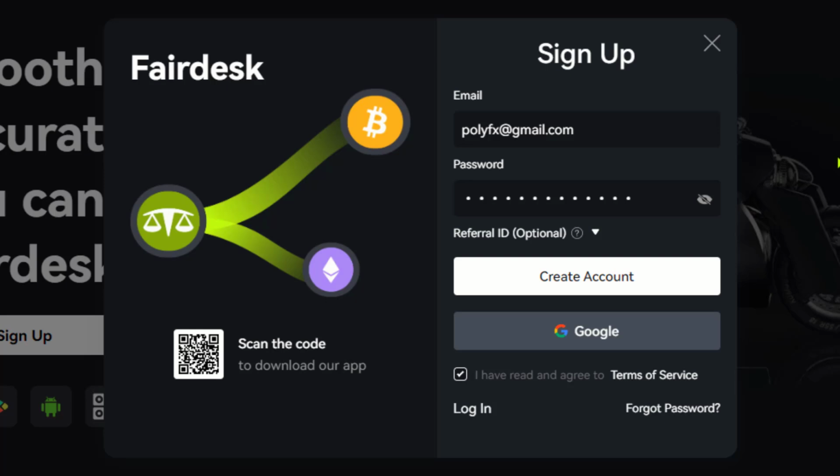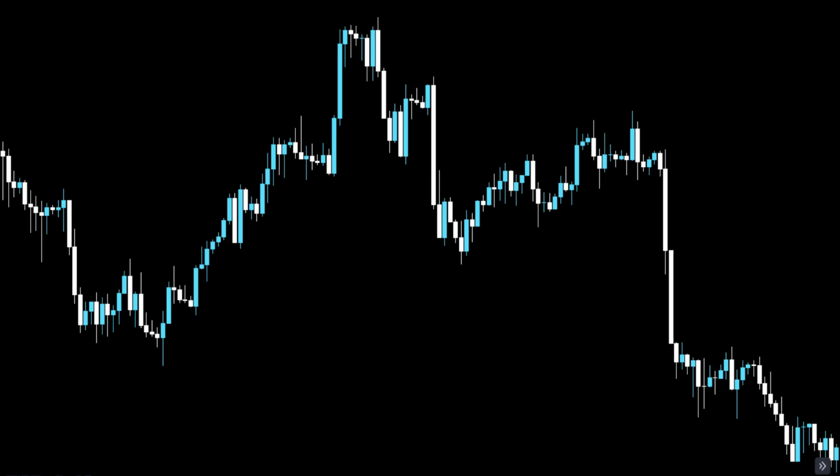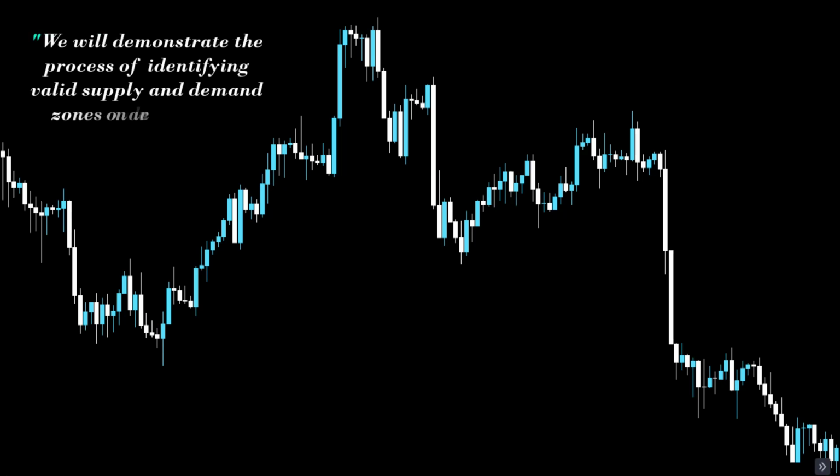Now, let's move on to the most important part of the video. Now, we are going to show you some examples on a real chart, using the concept we have discussed previously on the steps of how to identify valid supply and demand zones.